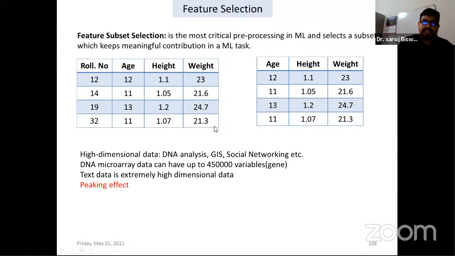Now we see carefully here. This weight cannot be related with the roll number. So in this scenario, roll number becomes redundant or irrelevant data for the problem. If we have such kind of data, then it has to be eliminated from the data set. Once we eliminate this one, then we'll have this data set.